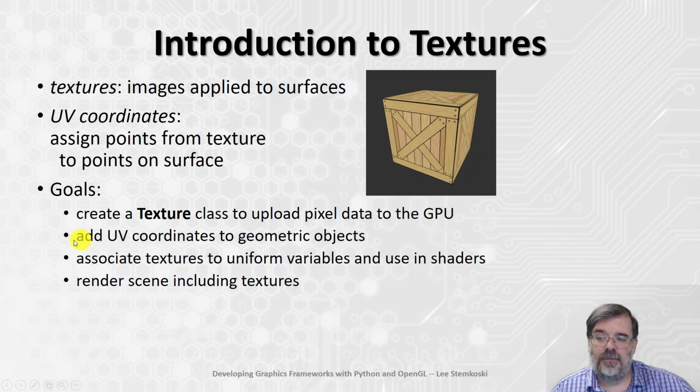In the next video, we'll learn how to add UV coordinates to geometric objects. And UV coordinates give us a mapping between points on an image and points on a surface. Roughly, it tells us what goes where. Then we'll learn how to use textures within shaders by associating them to uniform variables. And finally, at the end, we'll render a scene using textured objects.